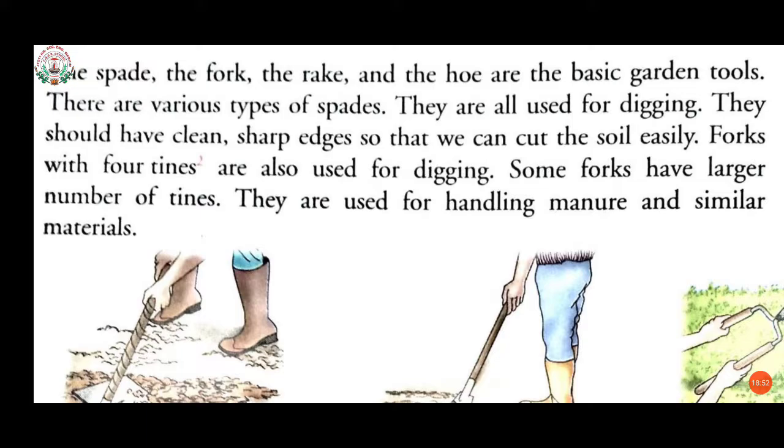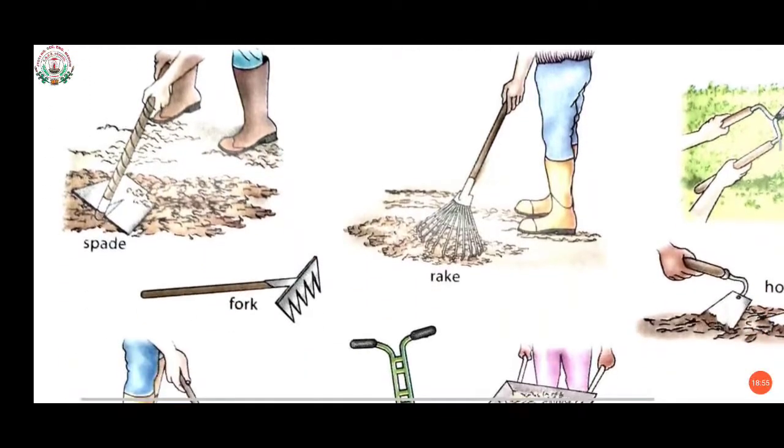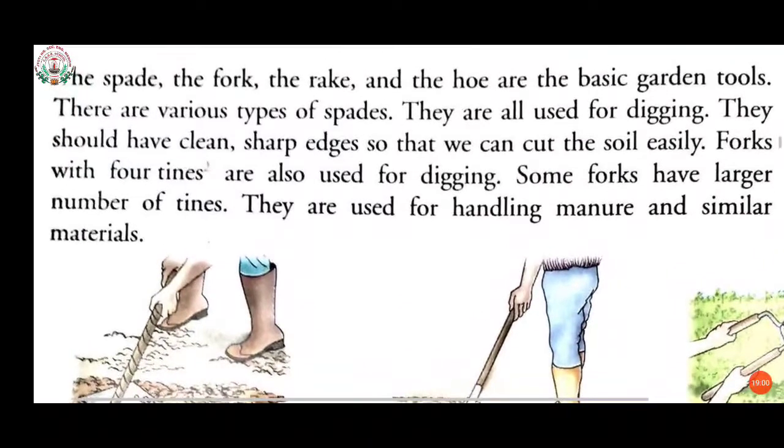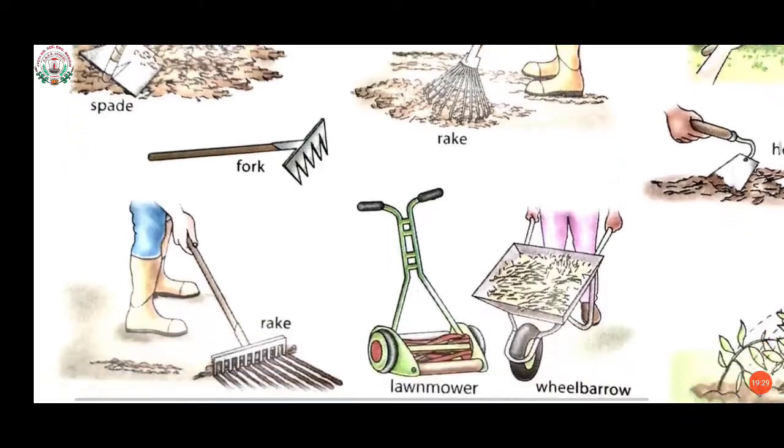Some forks have a larger number of tines. Here you can see the smaller tines, but we have some forks which have a larger number of tines. They are used for handling manure and similar materials. Handling manure means manure and fertilizer. We have learned in this lesson about the plant food. Now if we have to mix this manure, we can take the help of this fork.